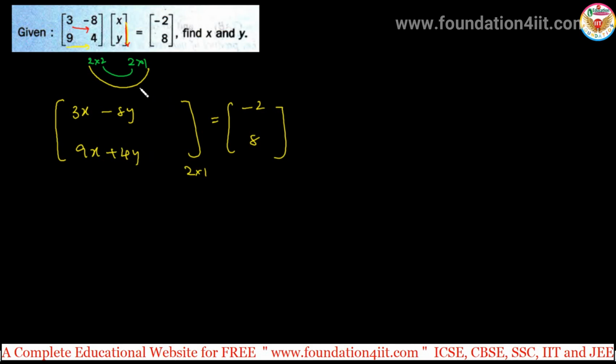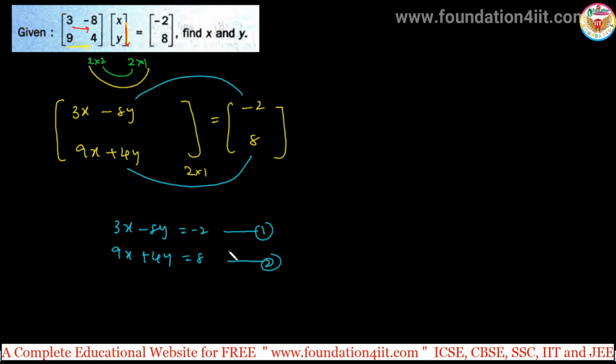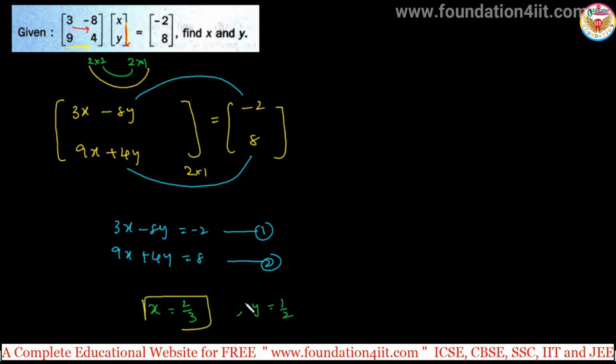Whenever two matrices are equal, corresponding elements are the same. Use that rule. So 3x minus 8y is equal to minus 2, equation 1. And 9x plus 4y is equal to 8, equation 2. We already solved the elimination or substitution method to find the values. You'll get x equal to 2 by 3 and y equal to 1 by 2. I'm not showing the method here; you can make the coefficients the same and use the elimination method.